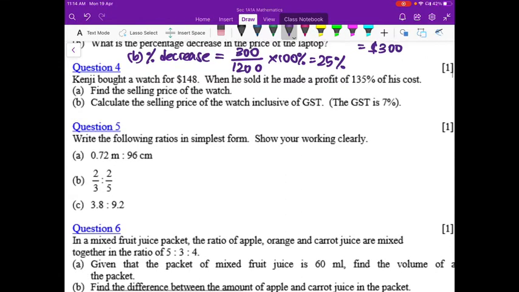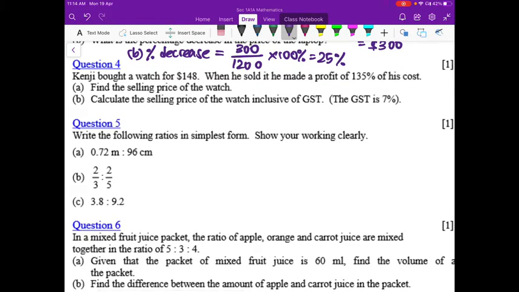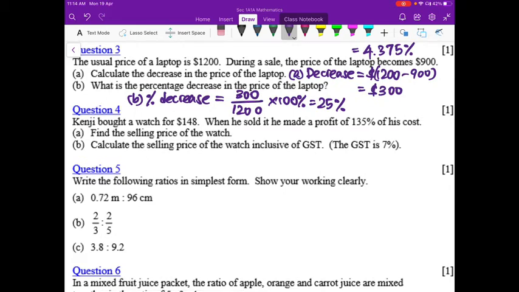Okay, question 4. Kenji bought a watch for $148. What is the original price? $148. That is the original that he bought it for. When he sold it, did he earn some money? Yes, he earned 35%. Really? Because the original price is 100. No, the original price is $148. 100% is now $148.